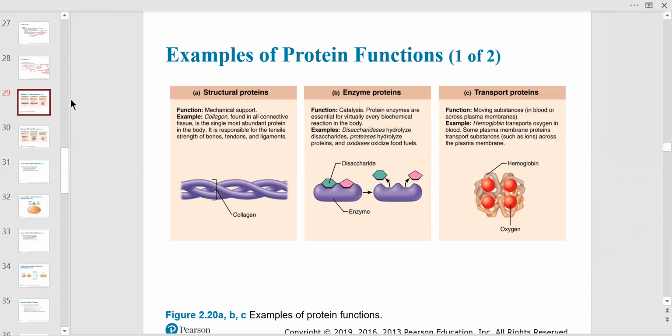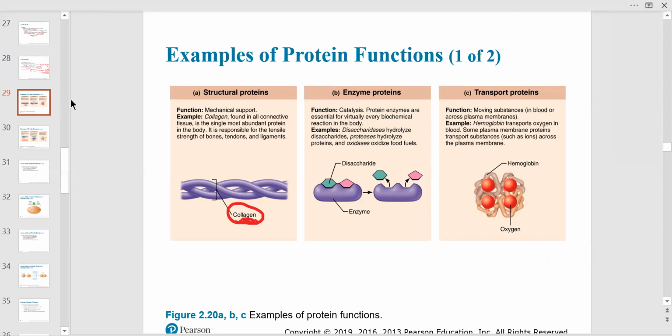So structural proteins, again, you're going to hear this term collagen a lot with connective tissue, but also in muscles, because collagen is the most abundant protein in your body, and connective tissue is the most abundant tissue in your body. So collagen is a big protein, very important to make in abundance.